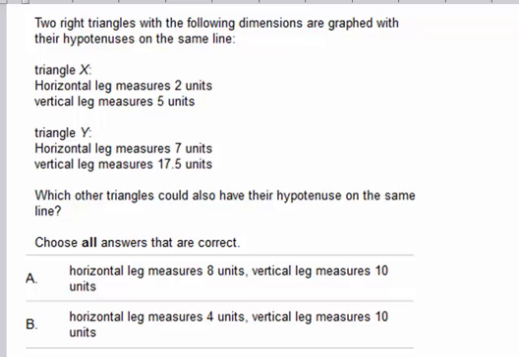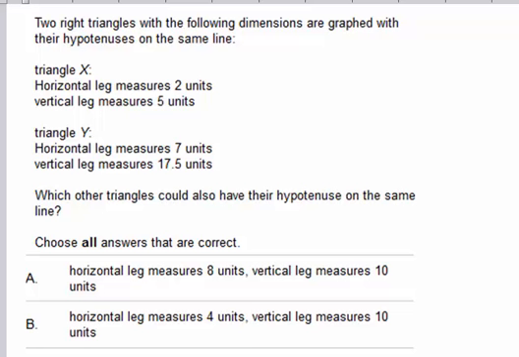Alright, so this one here reads, two right triangles with the following dimensions are graphed with their hypotenuse on the same line. So you have triangle X that has a horizontal leg measuring 2 units and a vertical leg measuring 5 units. Triangle Y has a horizontal leg measuring 7 units and a vertical leg measuring 17.5 units. So which other triangle could also have their hypotenuse on the same line?